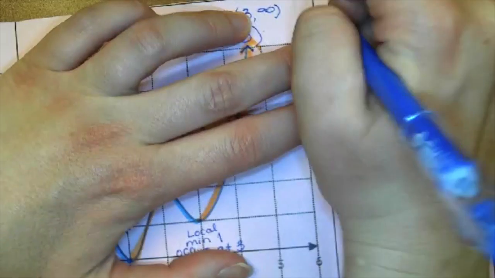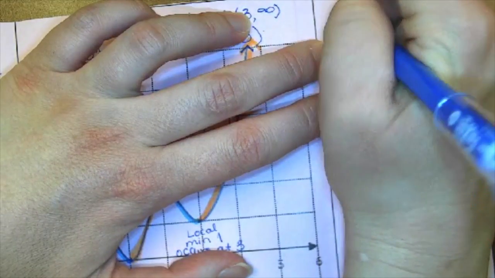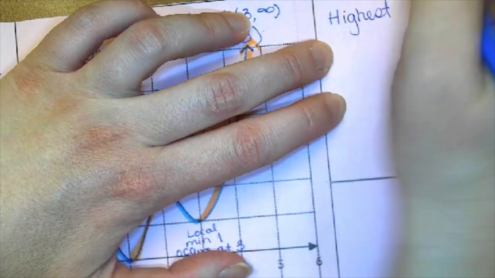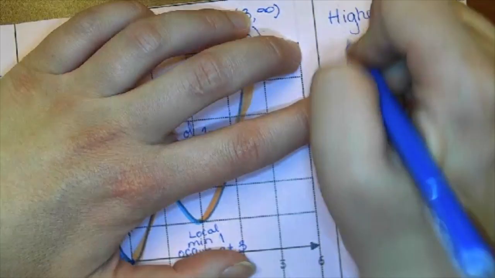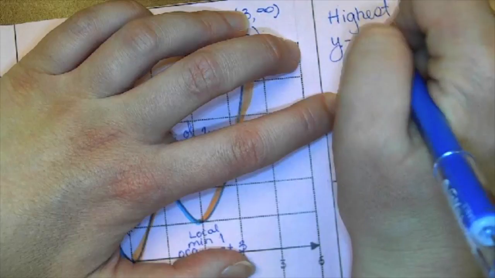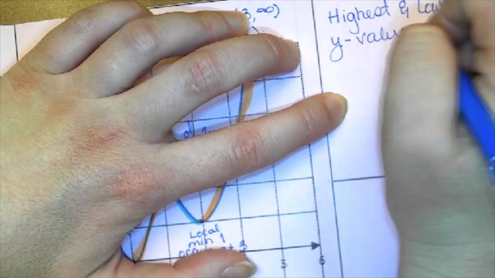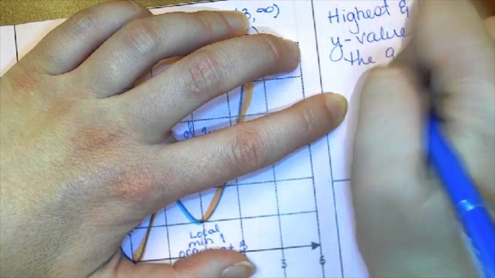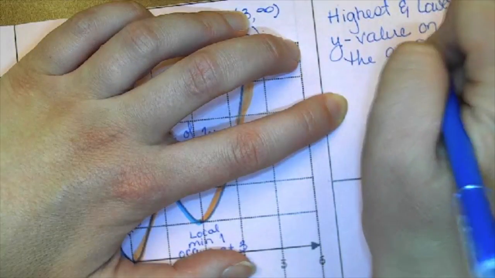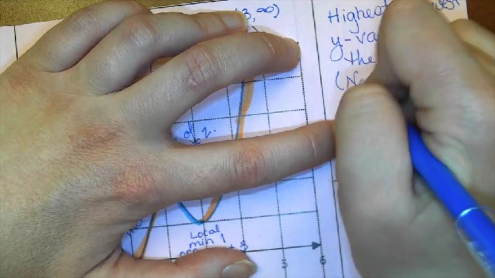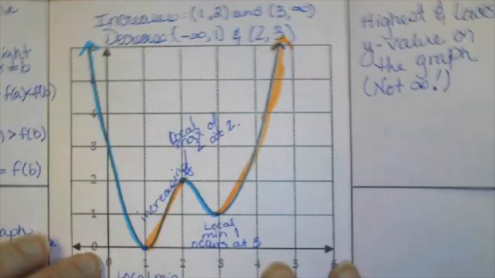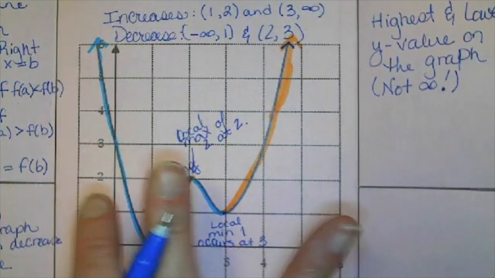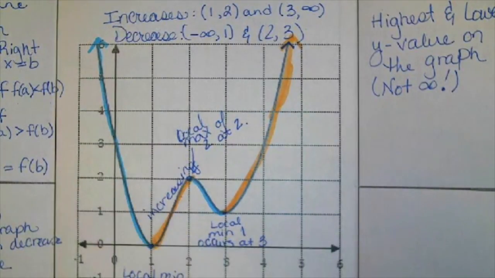Okay. So what do you guys think an absolute extrema, an absolute minimum and an absolute maximum, is going to mean? It's basically the highest or lowest points on the graph, yes. Again, it's a y value. Not infinity. Infinity is not a number.